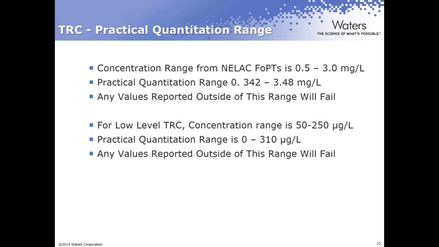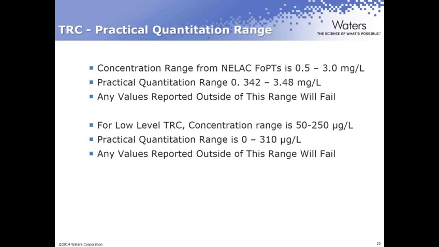Again, I want to emphasize that it doesn't mean that a value inside of that range is absolutely going to pass, because you could report a value somewhere near the bottom of that range, and if we spike the sample at the top of the range, the value will still fail. But what this can do is give you a working range of numbers that if you report a value outside of that range, again, you'll definitely fail your PT.